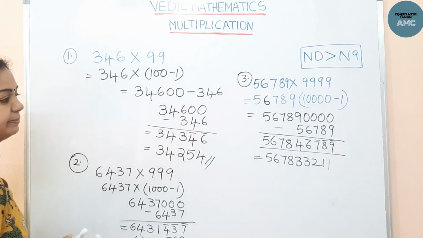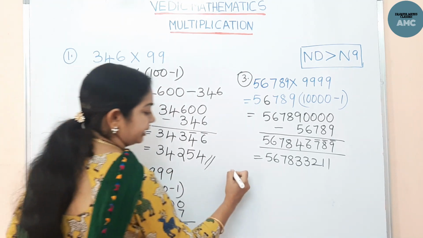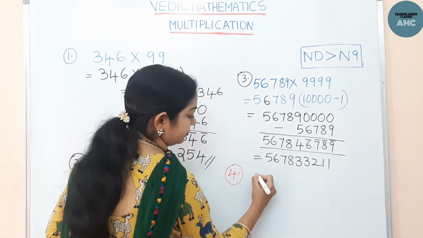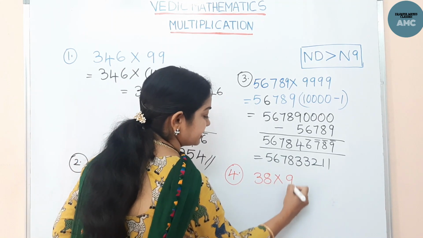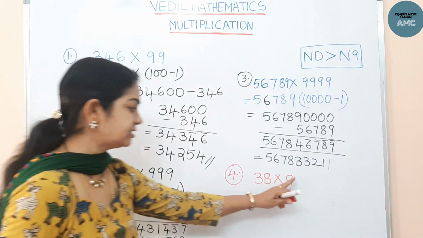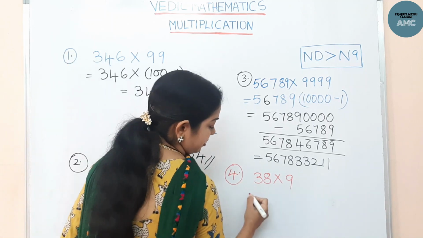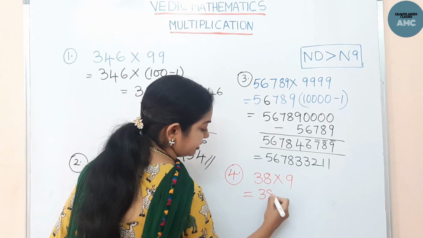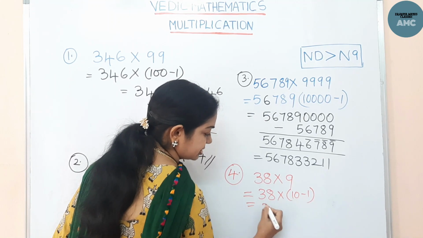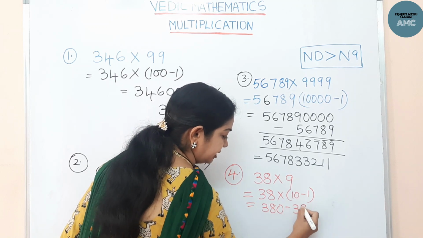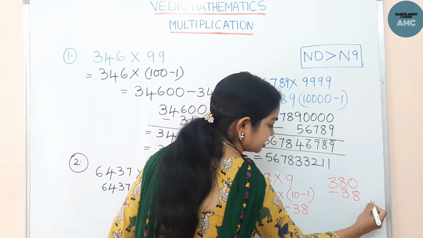Let's take another example. Now we have taken all this. Let me take an example like 38 multiplied by 9. Let us take a simple one. This is 1 digit, this is 2 digits. So these digits are greater than the 9s. Now what we have to do here? Let's start here. It is nearing to 10, 10 minus 1. So this is 380 minus 38. So we can write here 380 minus 38, subtraction.